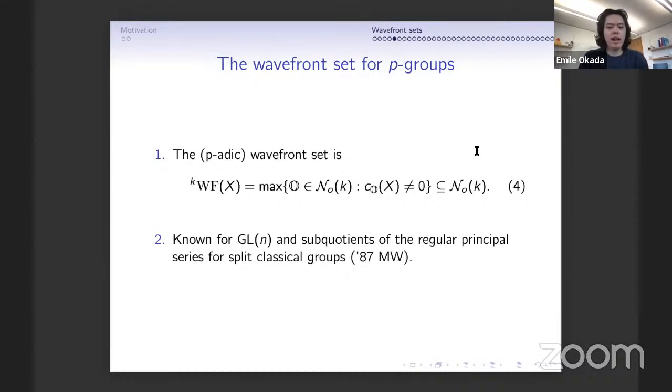This is actually quite a difficult invariant to compute. The most general result I'm aware of was proved in 87 by Langlands and Waldspurger, where they did it for GL_n and subquotients of the regular principal series for split classical groups.